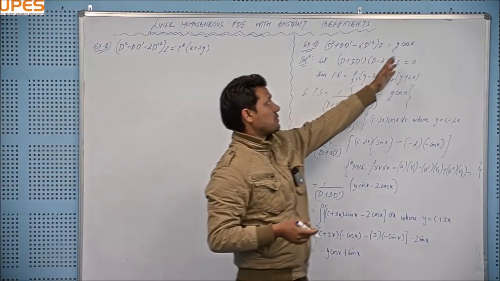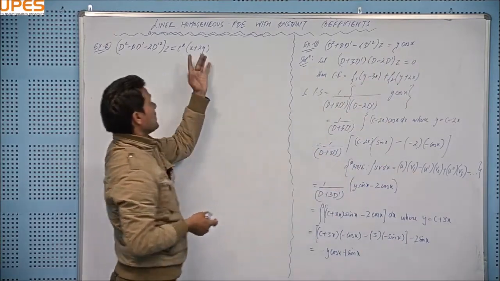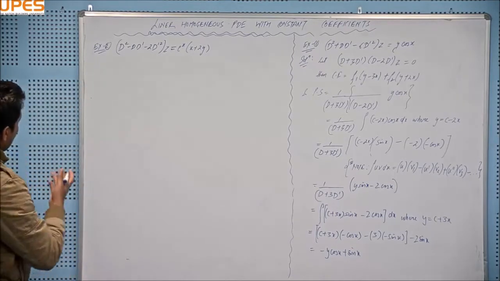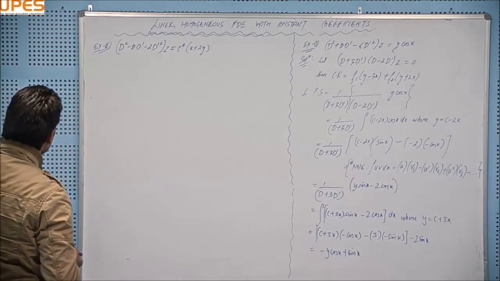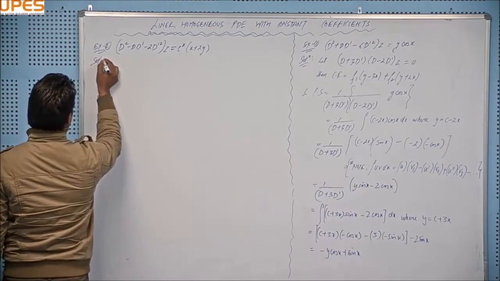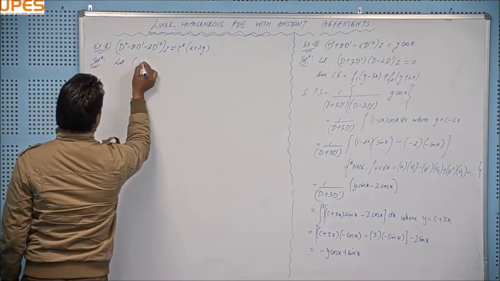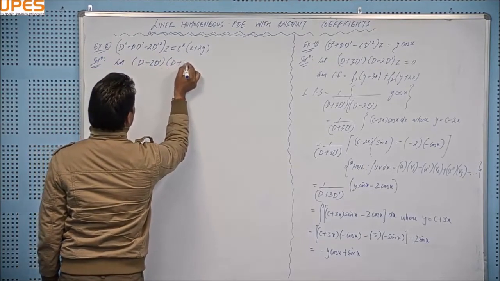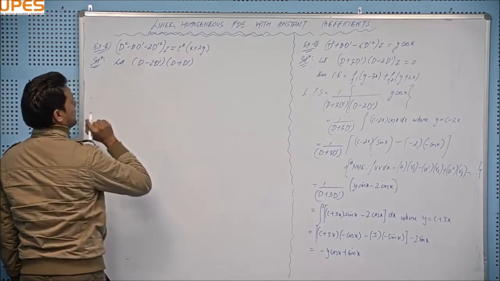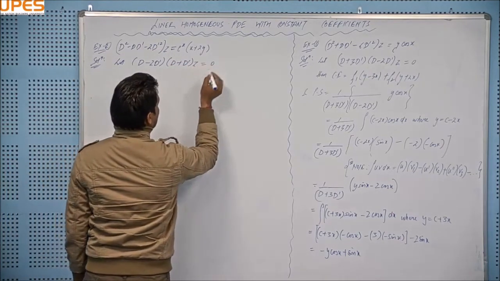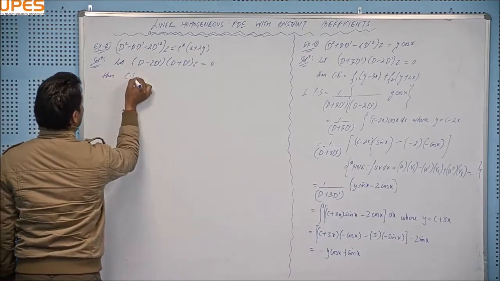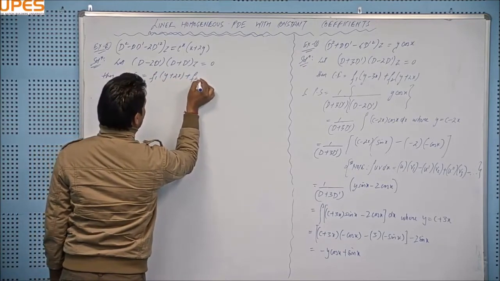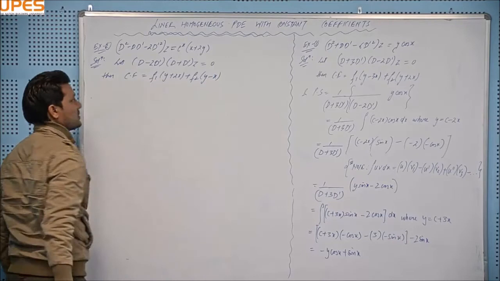It was a y multiplied by a trigonometric function, and this time we have an exponential function multiplied by x plus 2y. So we have combined forms on the right hand side. First we will factorize it. We'll get D minus 2D dash and D plus D dash, operating on z equal to 0. Then the CF will be f1 of y plus 2x plus f2 of y minus x, the complementary function.